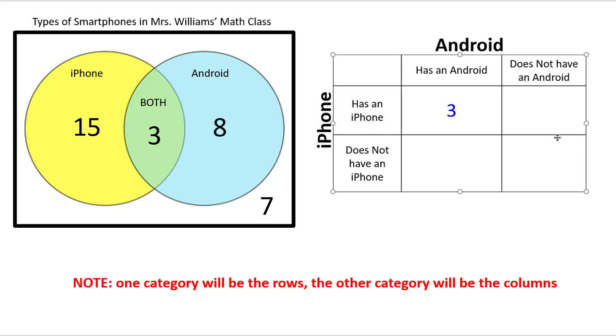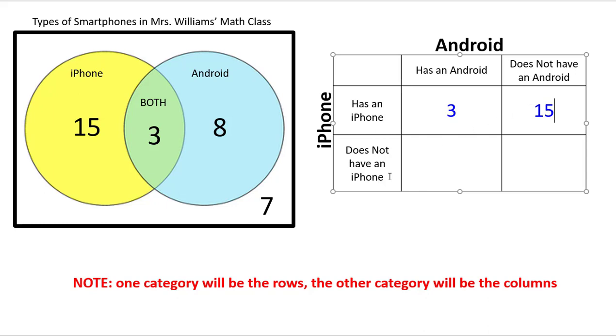Looking in this square here, this square would be the number of people who have an iPhone but do not have an Android. So that would be these students because this number is only in the iPhone circle. It's not in the intersection and it's not in Android. So this 15 represents the number of people who have an iPhone but do not have an Android. So we will put 15.